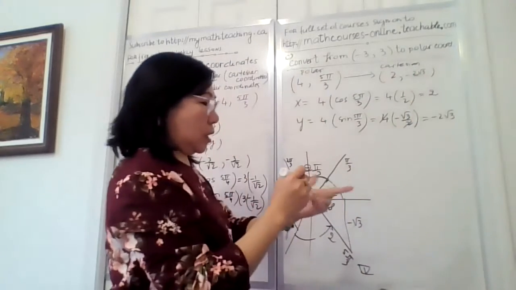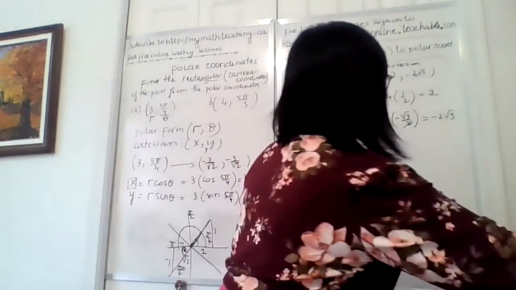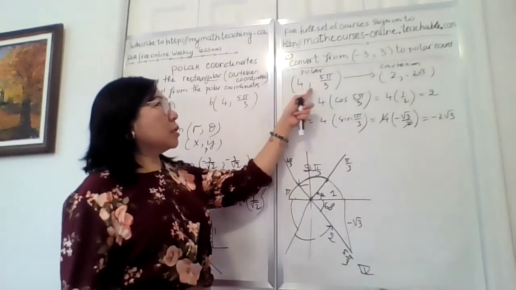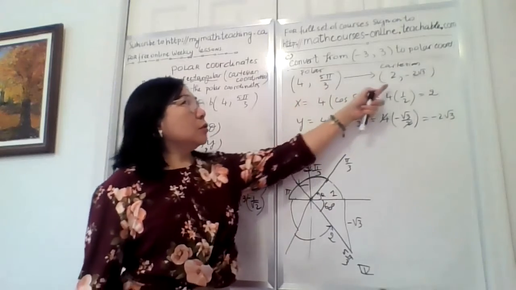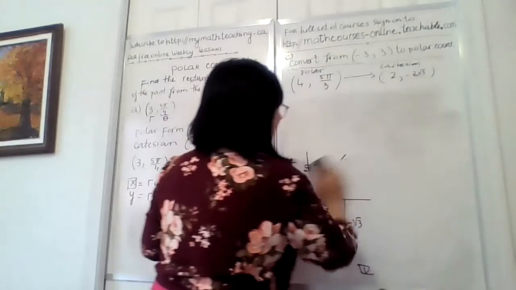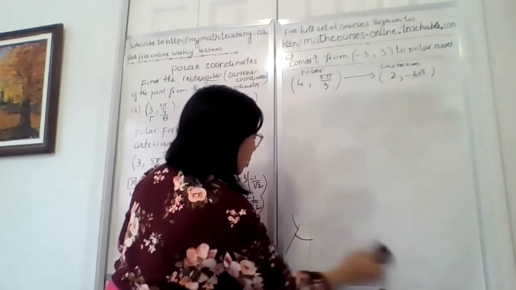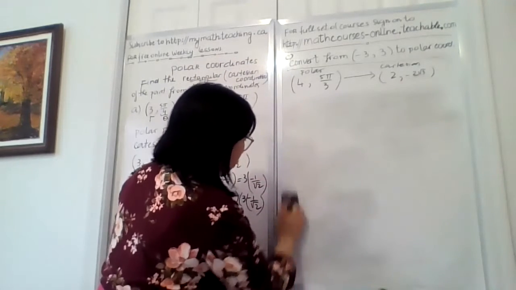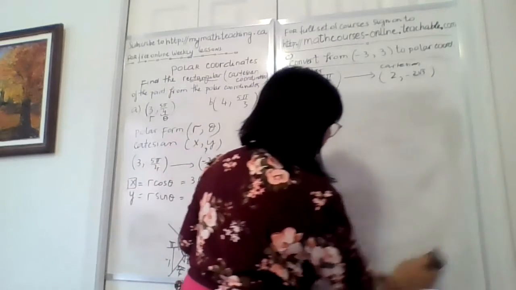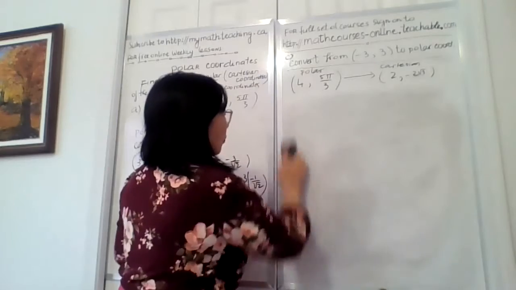So that is the coordinate in Cartesian, if we convert from polar coordinates, which is r and the angle theta, to x and y here. So let me continue this video with the last question, and I will end our video short today.